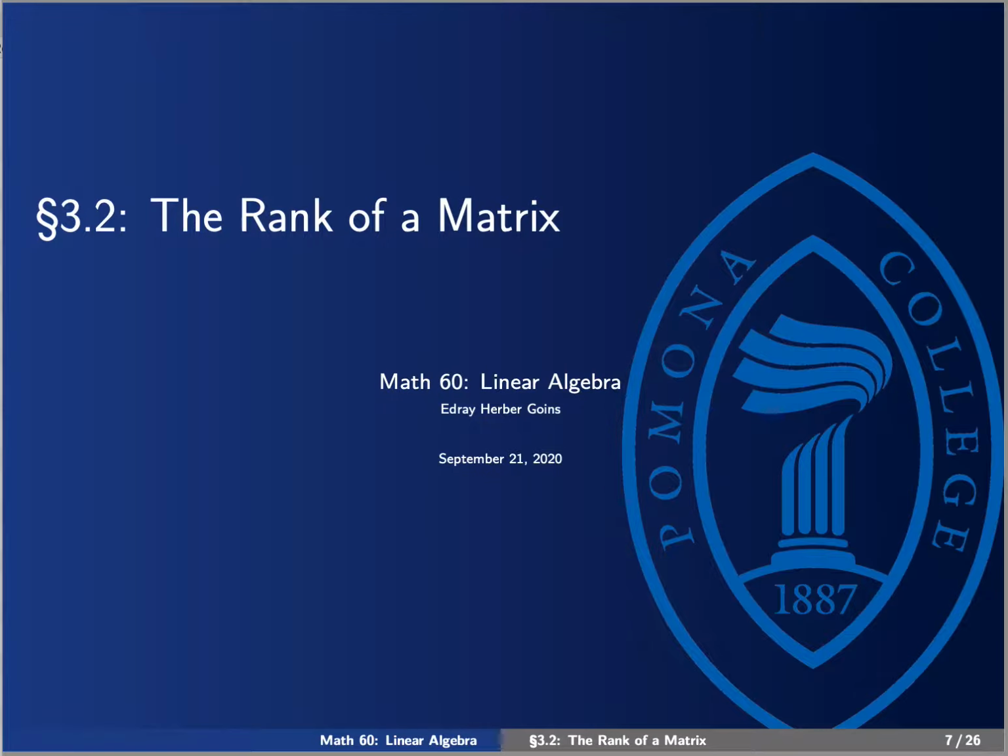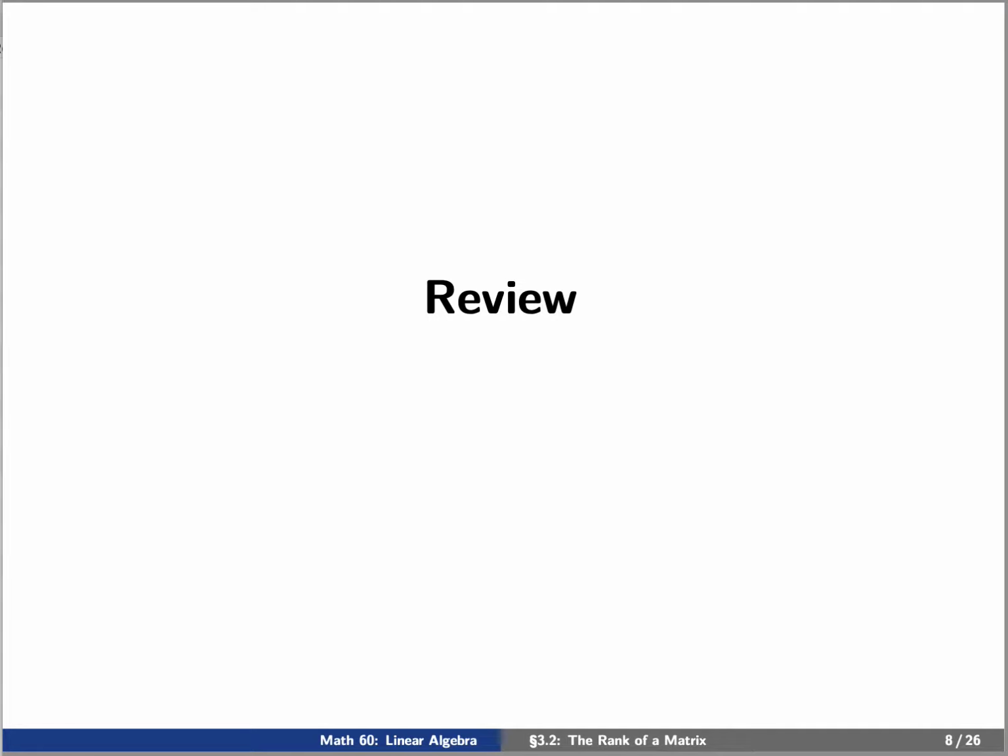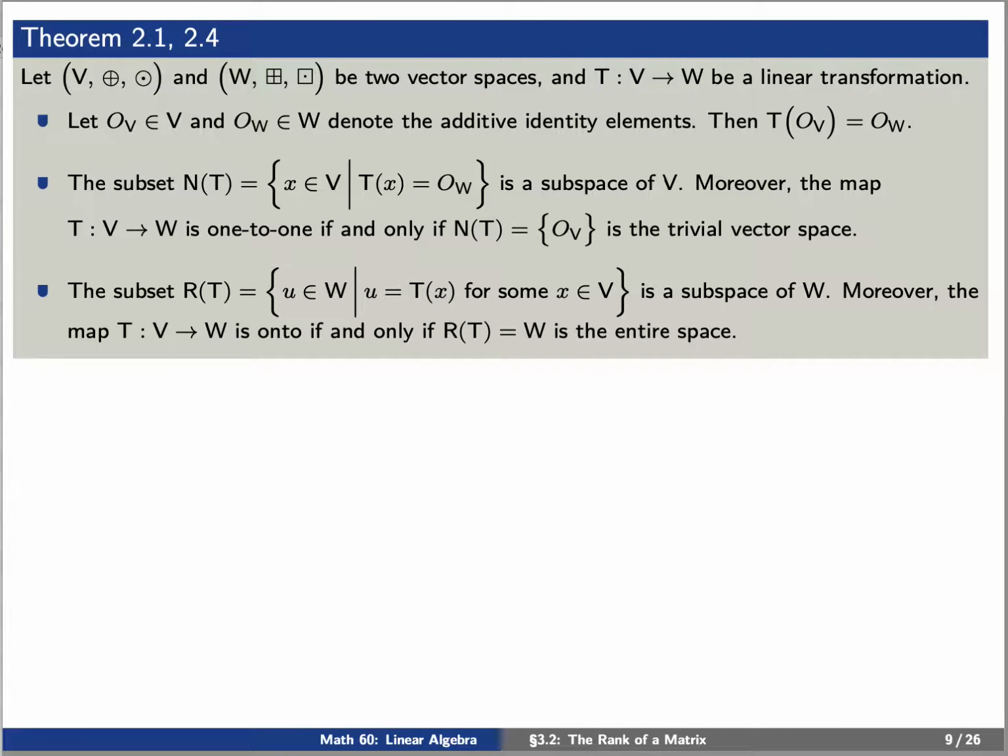Hello. Today we're going to talk about the rank of a matrix. First, let's review some concepts since we're going to need some results in what we'll discuss today. Let's say that V and W are vector spaces, and T is a linear transformation.